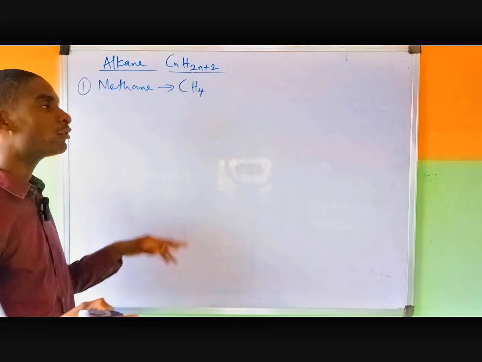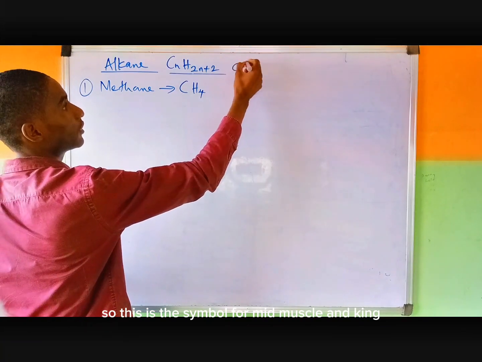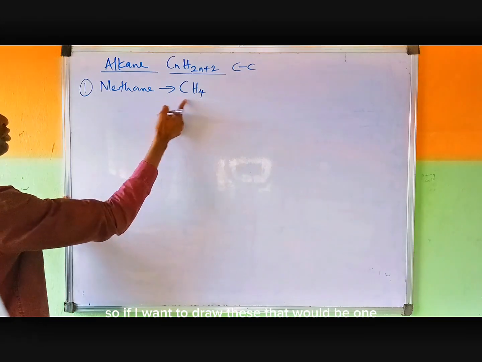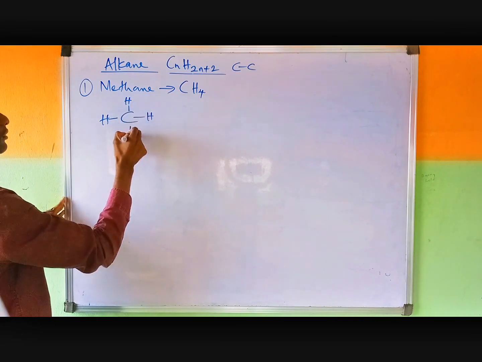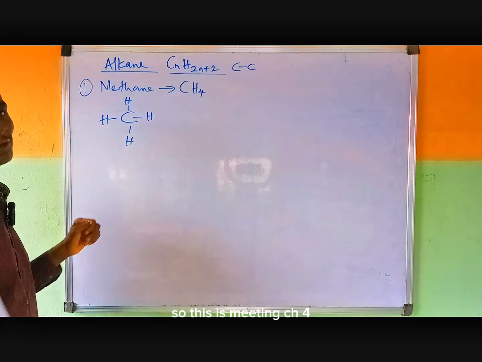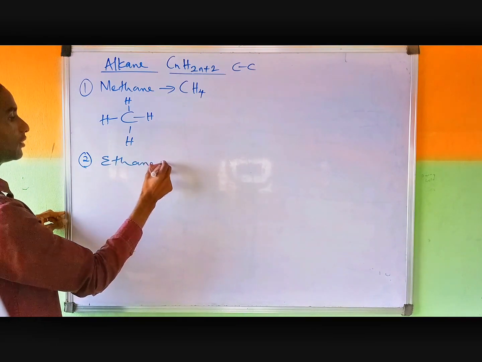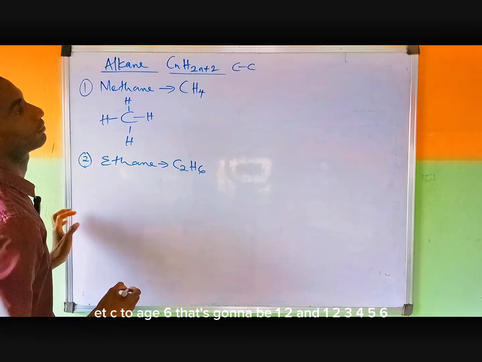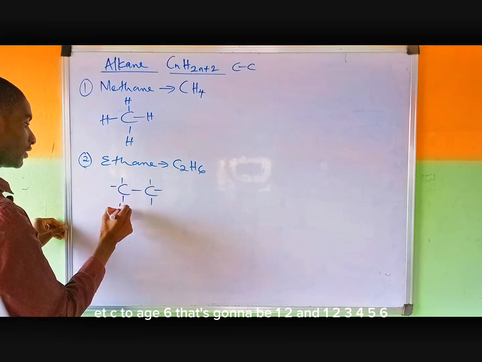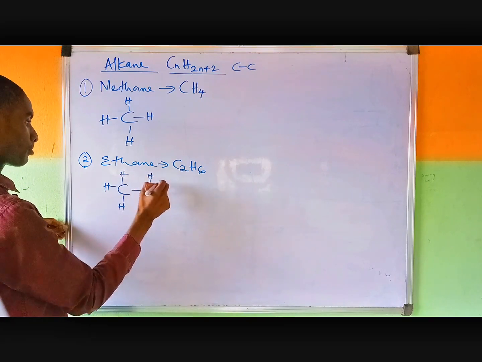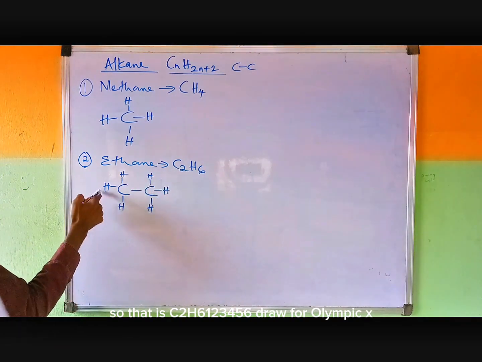And remember, the symbol for alkane is carbon single bond to carbon. Alright, so this is the symbol for members of alkane. So if I want to draw this, that will be 1. So this is methane, CH4. This is methane. Let's draw for the second member, ethane. Ethane is C2H6. That's going to be 1, 2. Then 1, 2, 3, 4, 5, 6. So that is C2H6.